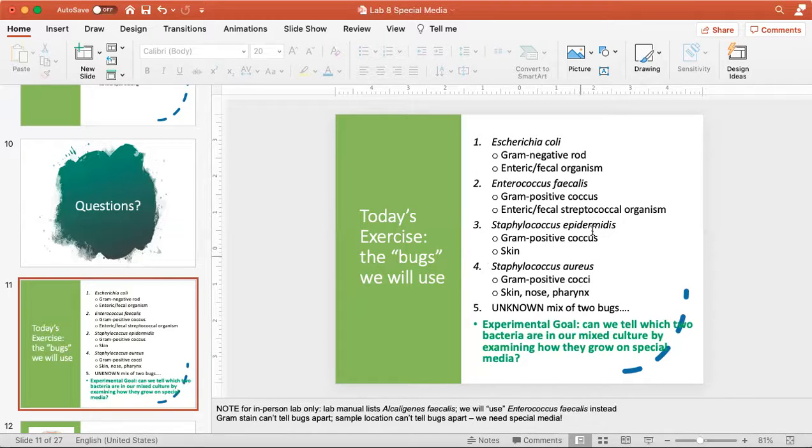So all 4 of these organisms are normally found in the human body, all 4 of them. But there are some strains that are pathogenic. Now, we're going to talk about these 4 organisms and how they grow on special media, but the experimental part of this is at number 5.